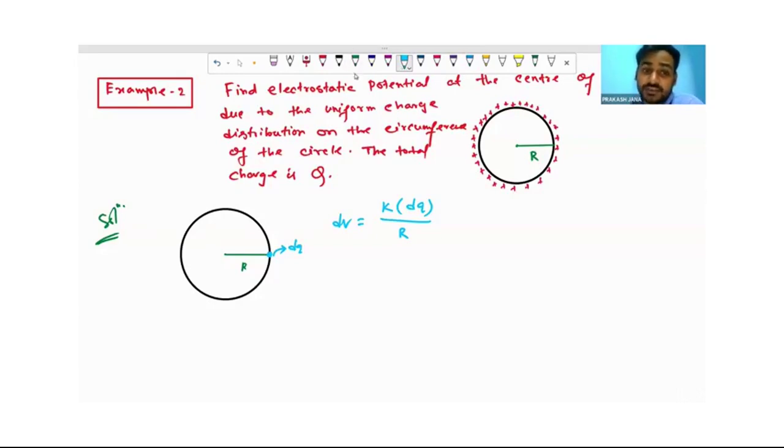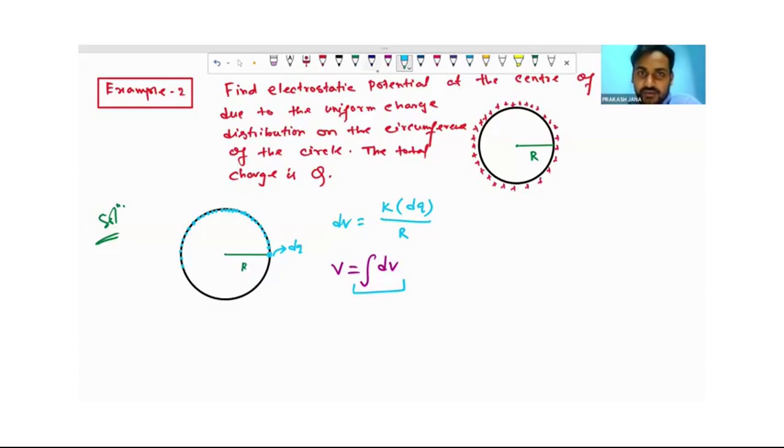But we are looking for the total potential at the center, isn't it? We are looking for capital V, total potential, which is nothing but the integration of dV. That is, we will sum the potential at the center due to all the elementary charges. What does it mean? It means we are taking the summation of dV, that is the potential due to all the elementary charges present on the circle.